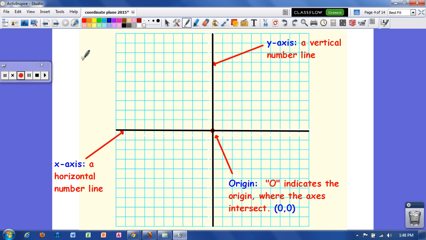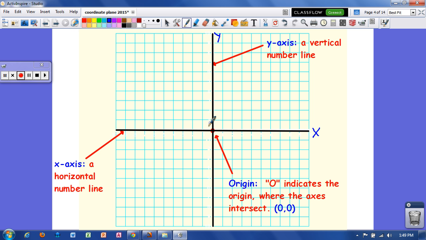Alright, there are certain parts to a coordinate plane. First of all, we have this horizontal number line. This is called our x-axis. Then we have the vertical number line. This one is called the y-axis. Now, the point where the x-axis and the y-axis meet, this is called the origin. Okay, this is their point of intersection.